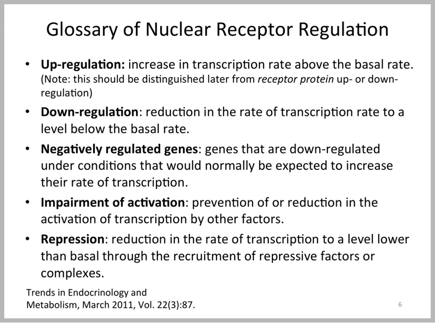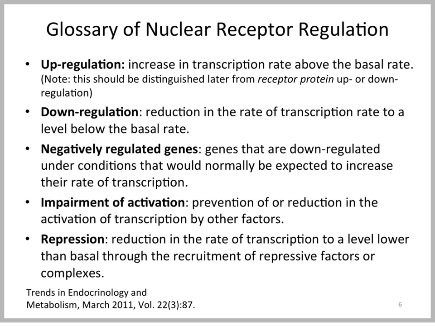This should be distinguished from what you might hear in other places called receptor protein upregulation or downregulation, which means that that protein is made in more or less a quantity as a secondary response to, say, stimulation of the receptor. Downregulation, of course, is the movement below the basal rate.